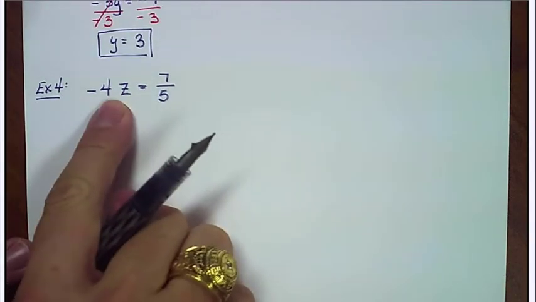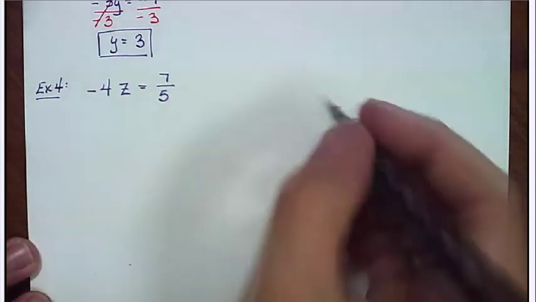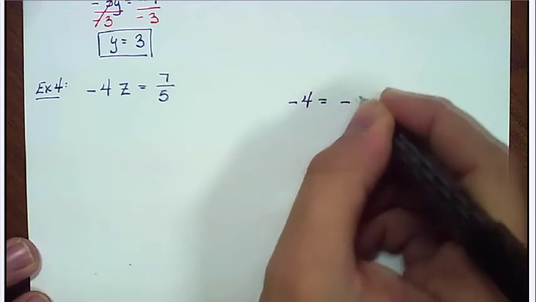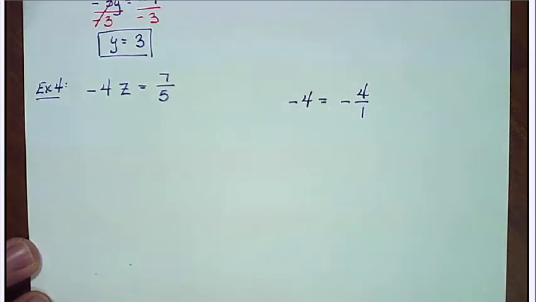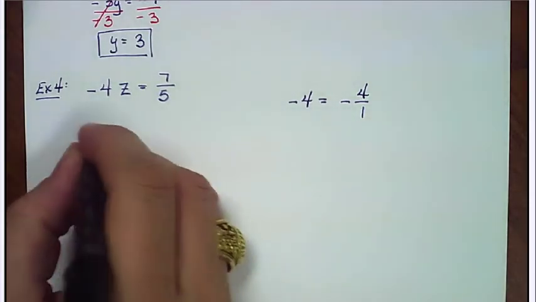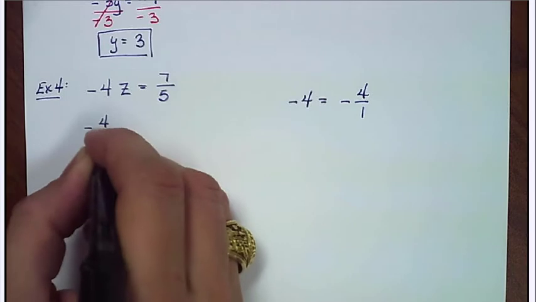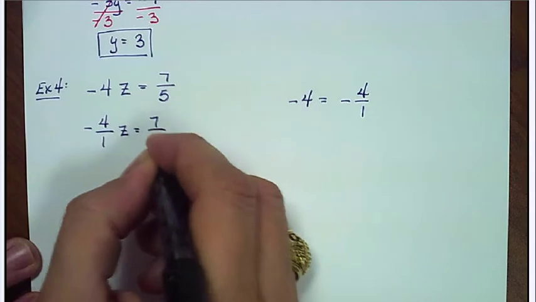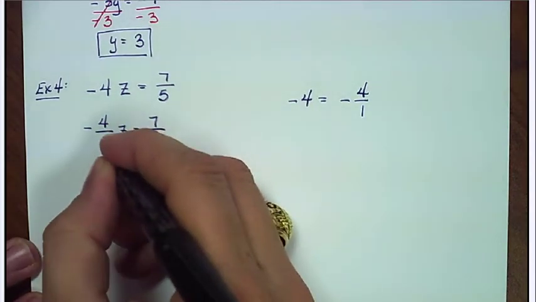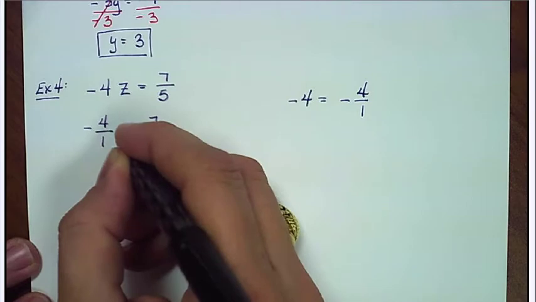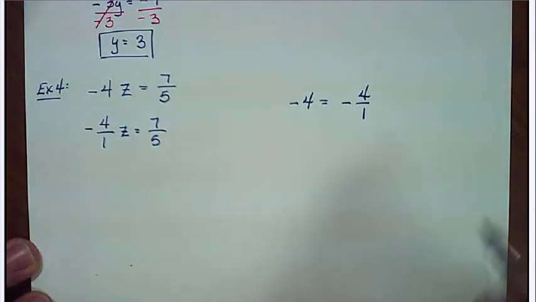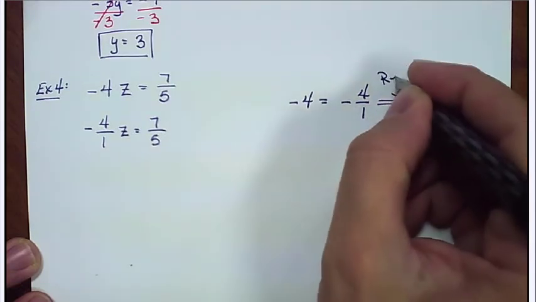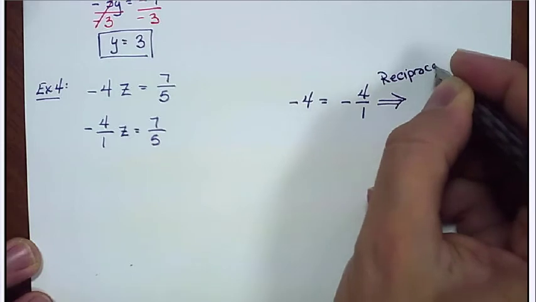But before I can find the reciprocal, I need to make this a fraction. So remember, negative 4 is the exact same thing as saying negative 4 over 1. Okay, so I'm going to rewrite it that way. So this is negative 4 over 1 z is equal to 7/5. Well, now I've got a fraction here, so I'm going to clear a fractional coefficient by multiplying by its reciprocal. Well, my reciprocal of 4 over 1, what do you think that's going to be?